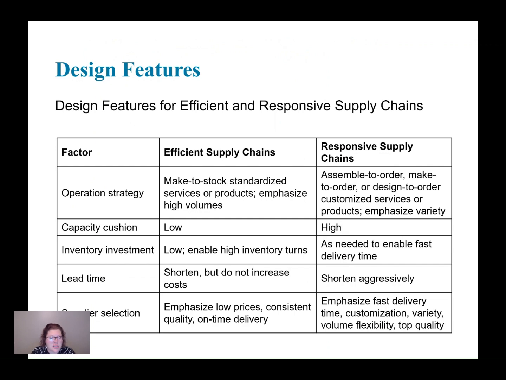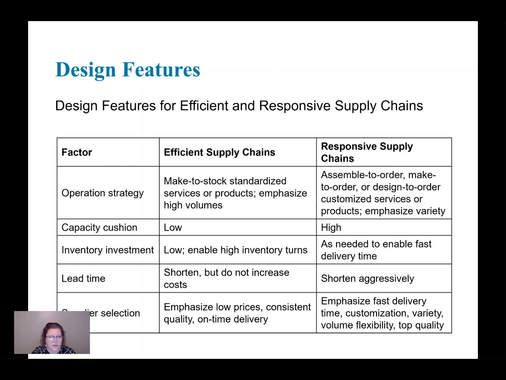So efficient supply chains are really good for make to stock standardized items. These would be things that you would find on the shelf, let's say at a Walmart store, where the volume is high, it's a really predictable standard product, and you can make it cheaply for retail outlets. You want to, of course, have the best supply chain you can have, but the cost will really be the primary decision maker here. Compare that to responsive supply chains, where it's more about customizing to market demand.